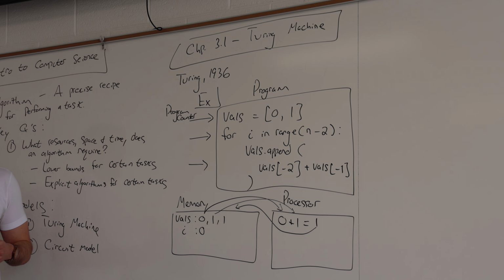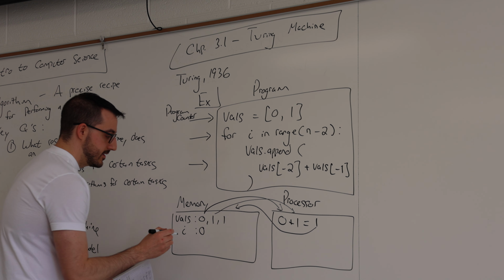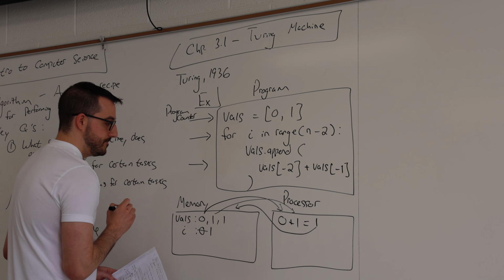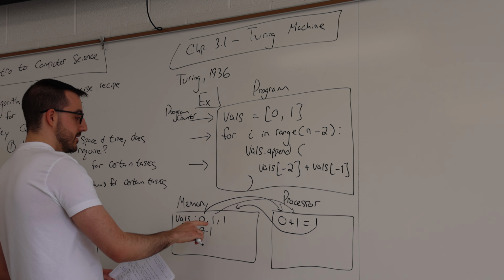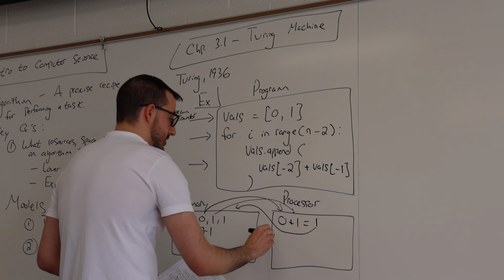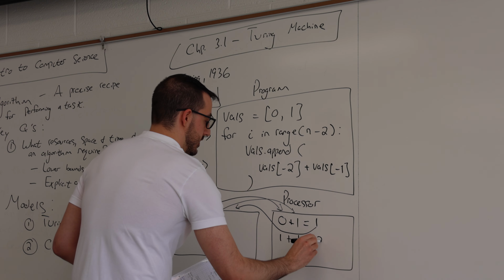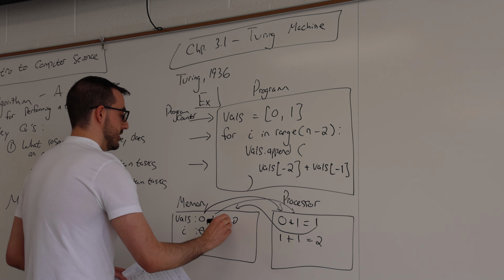Okay? So then this process is going to repeat, right? So I is going to change from 0 to 1. Same thing is going to happen. I'm going to look at the last two numbers in the list. They're now 1 and 1. So 1 plus 1 is 2. 2 gets appended to the list.